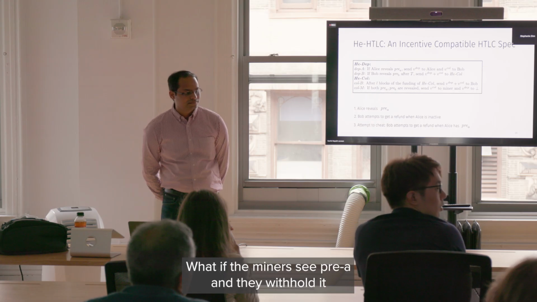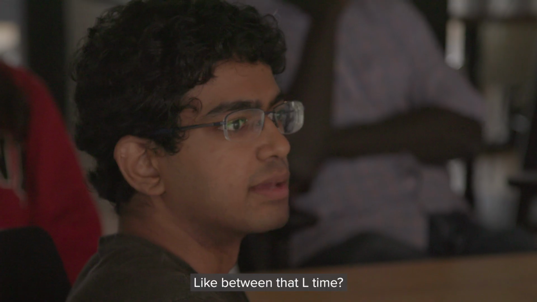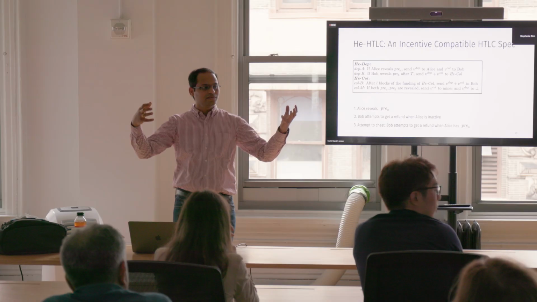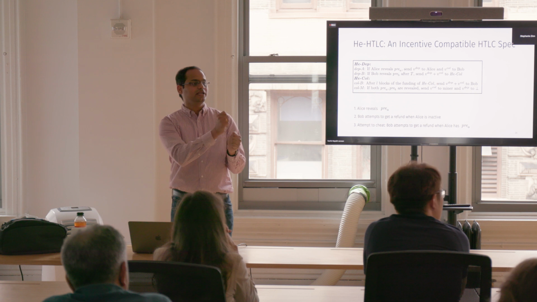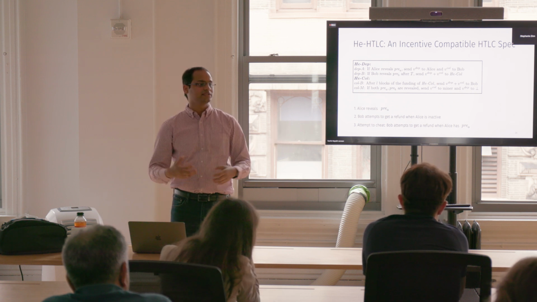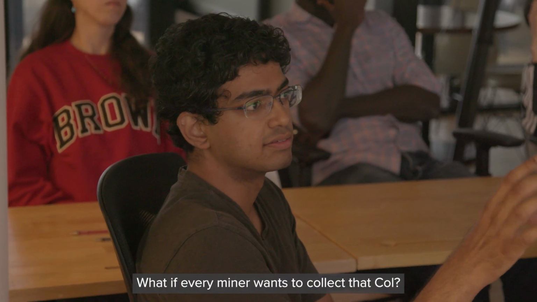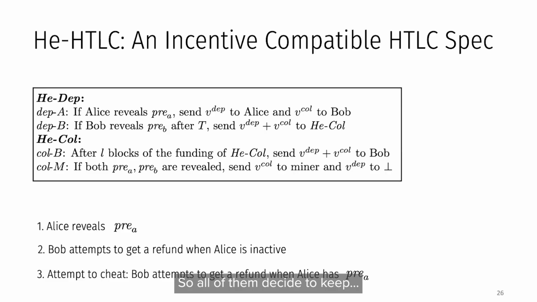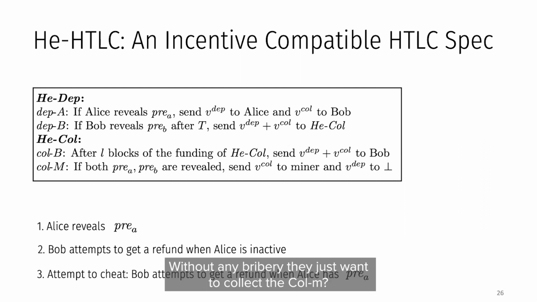What if the miners see pre-A and they withhold it and they reveal it after, like between that L time? So note that the mempool is something that's available to everyone. So we cannot guarantee. Once you put it on, you're not sending it directly to the miners point to point. You're just putting it in this peer-to-peer network, and everyone can access it. Yeah, but what if every miner wants to collect that vcall on the point? So all of them decide not to send in Alice's transaction on purpose without any bribery. They just want to collect the vcall.